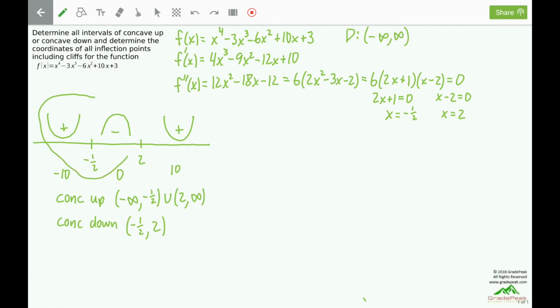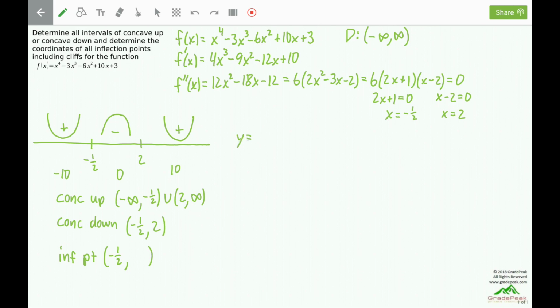Right at the candidate number of x equals negative 1/2, we have the concavity changing from concave up to concave down. That will make x equals negative 1/2 be an inflection point. So we have an inflection point at the x-coordinate of negative 1/2. We can find the corresponding y-coordinate by plugging the x-coordinate into the original function.